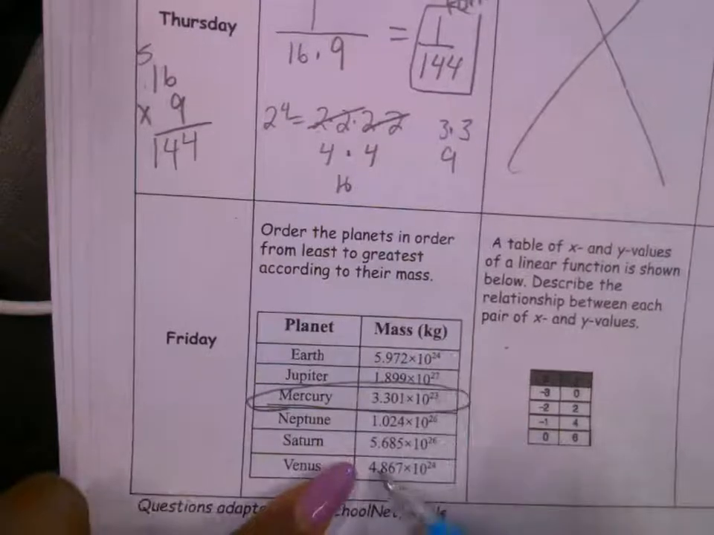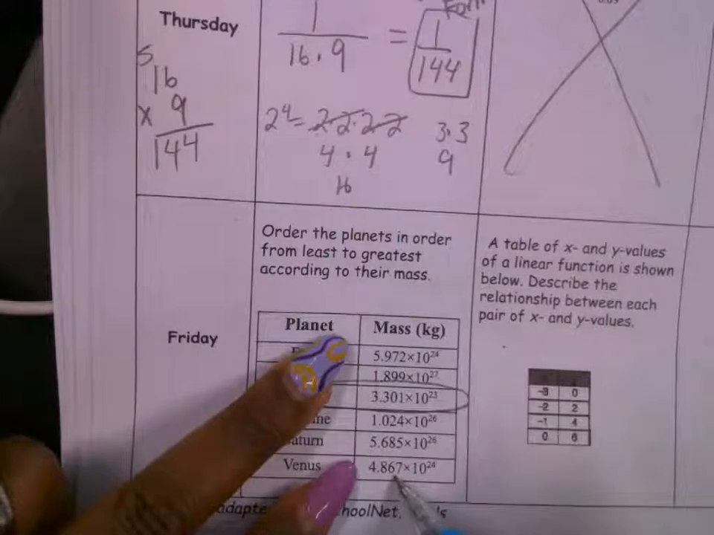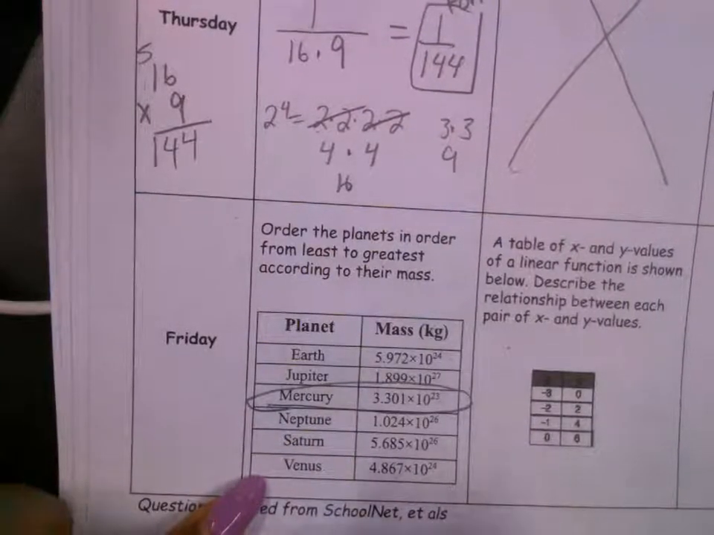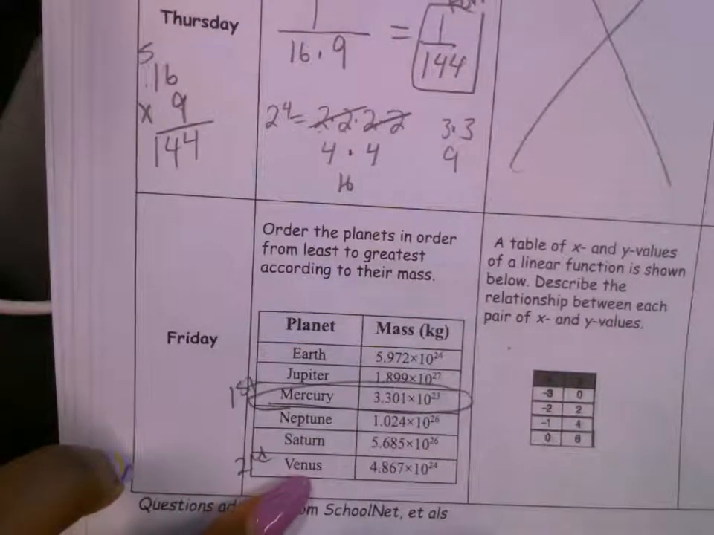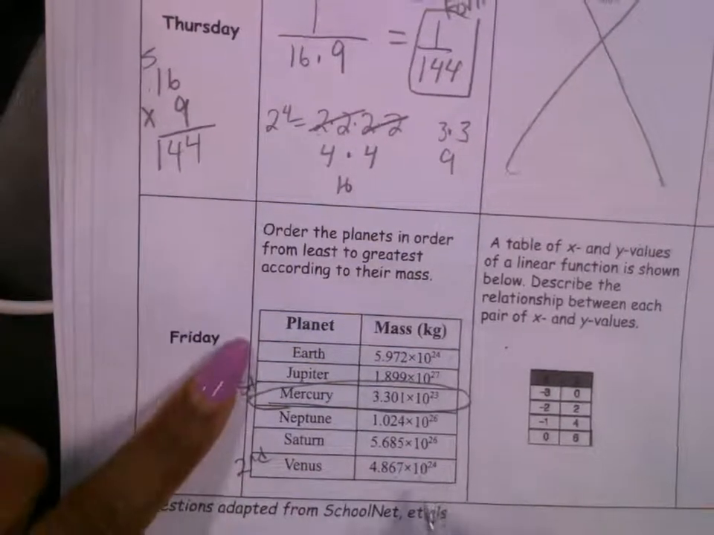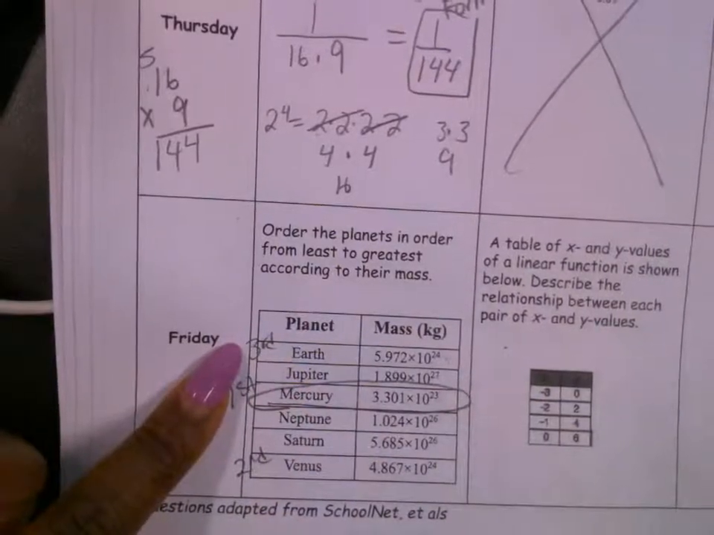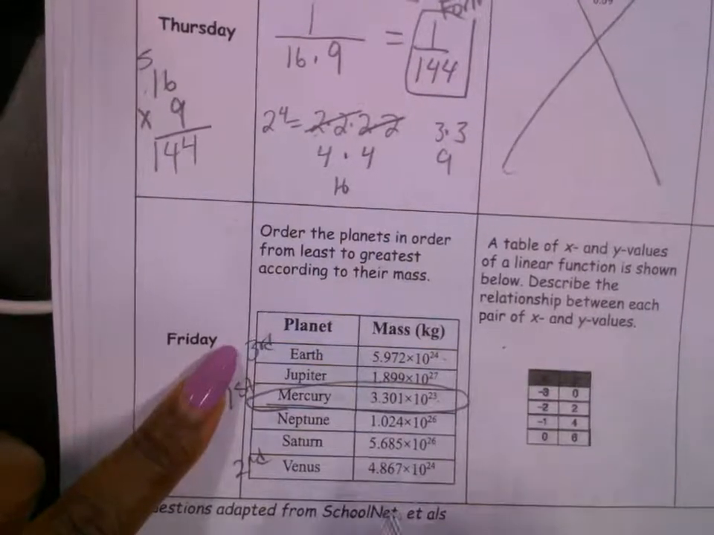Okay? That's smallest first. The next to the smallest is gonna be 24 and 24. Look. Since the decimal is moving the same number of times, the smaller number here is the 4. So Venus is second. So that's 4.867 times 10 to the 24th, and then Earth is third. It's the same exponent: 5.972 times 10 to the 24th.